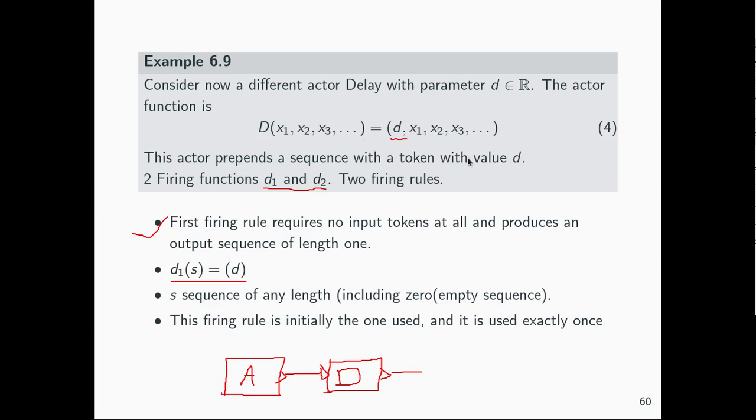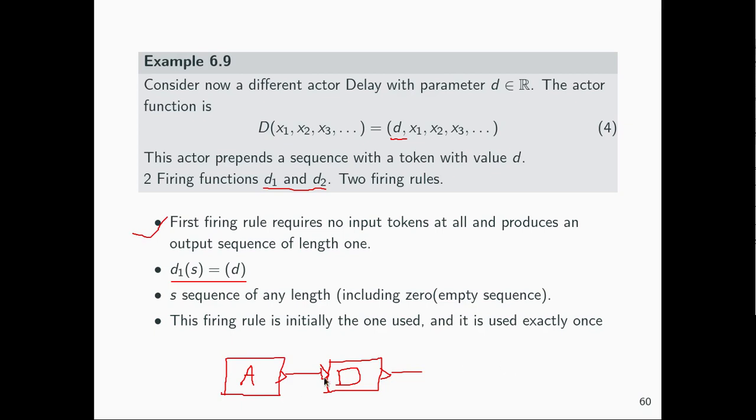So whenever the input is an empty sequence, it basically produces the value D. This is the purpose of a delay actor. It just prepends a delay token at the beginning of the input sequence of an actor. So you can say that it just pushes the input an extra step.